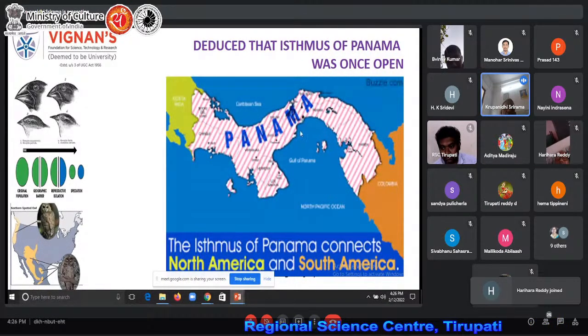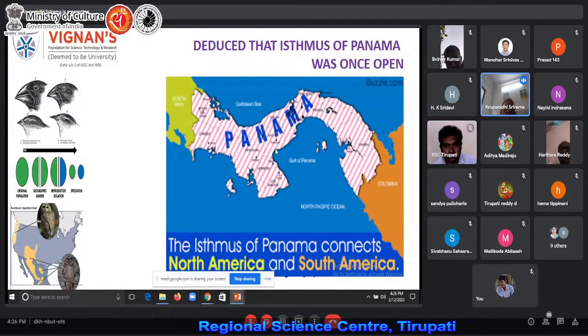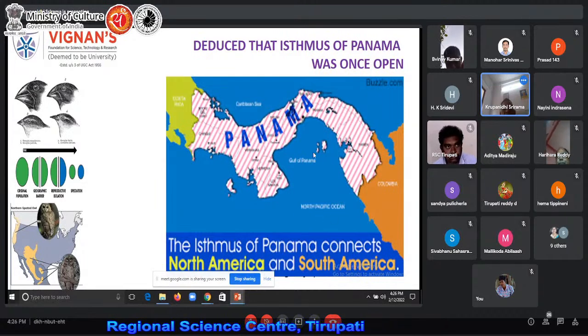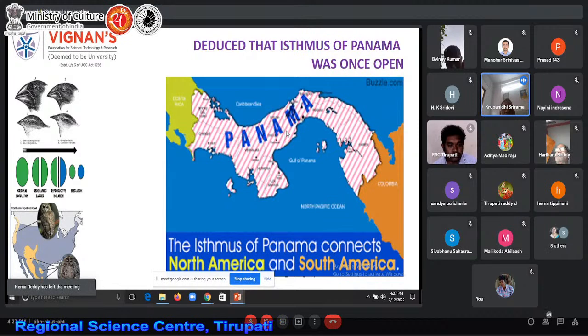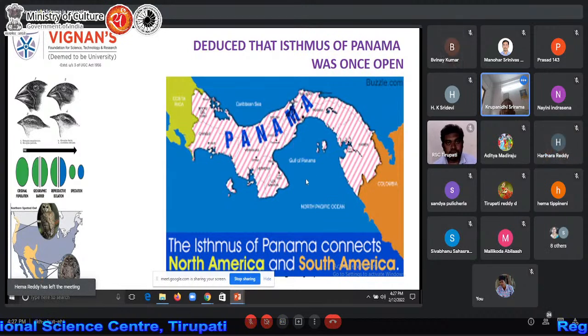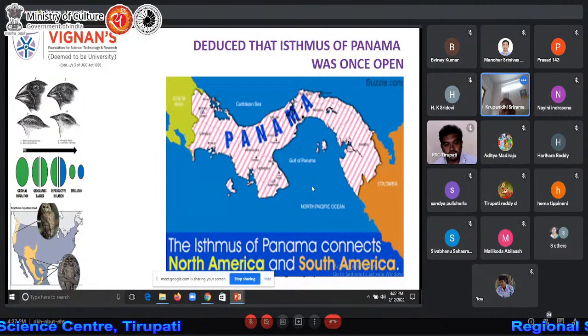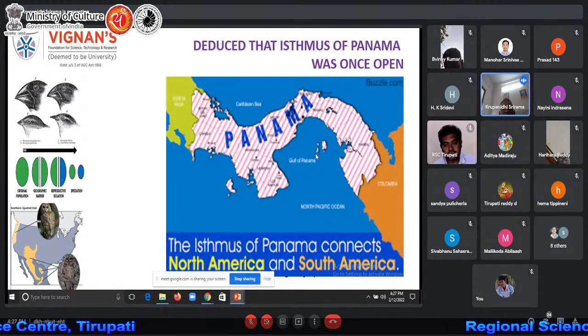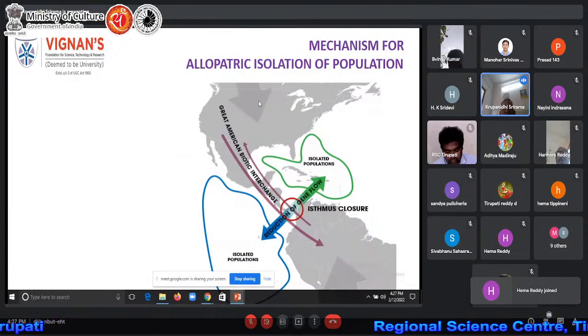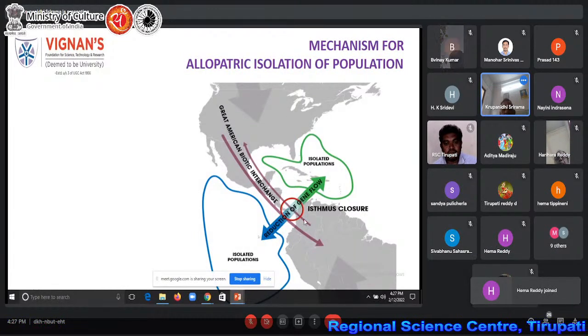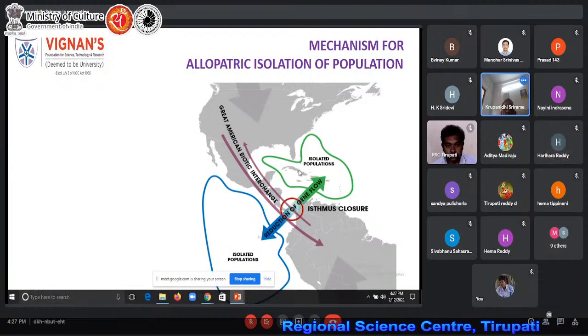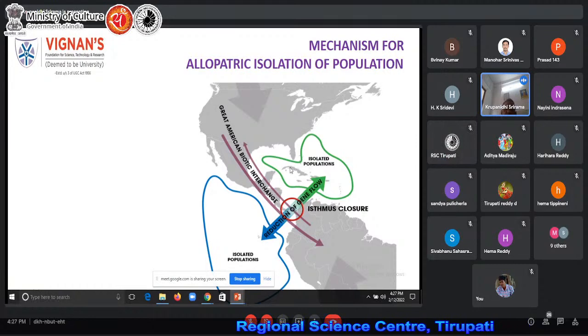It is now closed because of geological drift. As a result, the population in the Caribbean Sea and the population in the North Pacific Ocean are now isolated, which is allopatric speciation. The physical barrier between them is the Isthmus of Panama. The species on the two sides are still more than 30% identical. That is what Charles Darwin predicted, that the Isthmus of Panama was once open. Here allopatric isolation of the population is shown, with the Isthmus of Panama closed. As a result, there is an isolated population of shrimps and fishes on one side, and again an isolated population of shrimps and fishes on the other.